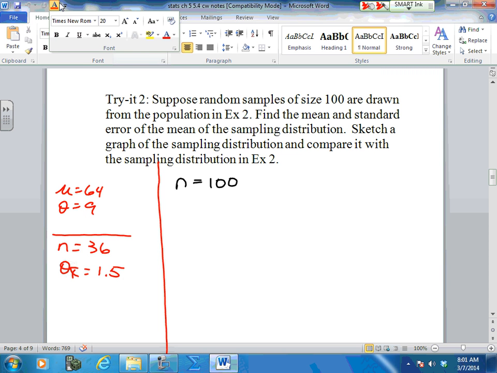Okay, so your mean for this one would be what? What would be your sample mean? 64. And your standard deviation is going to be your standard deviation divided by the square root of n. So it's 9 over what? 10. The square root of 100 is 10. So look what it did to your standard deviation. It made it even smaller. The larger you go, the smaller that standard deviation. Makes sense, right? If you divide by a larger number, you get a smaller number, right?